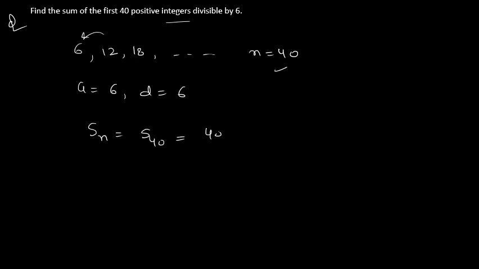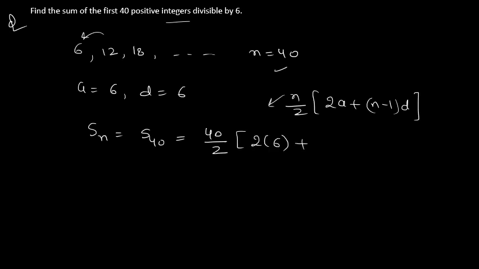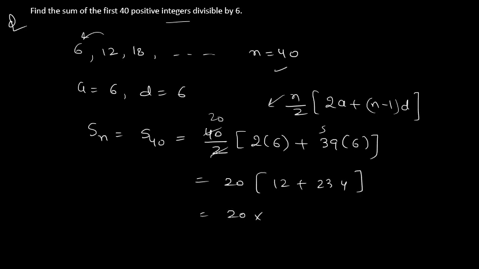What will be the formula? Let me write it here. Sn = n by 2 times (2a plus (n minus 1) into d). What is n? n is 40. 2a is what? 12. n minus 1 is 39. d is what? 6. So 20 into 12 plus 39 times 6, which is 234, and so on. This will be the answer. I hope you have understood and this has given you some clarity regarding summation of arithmetic progression series.